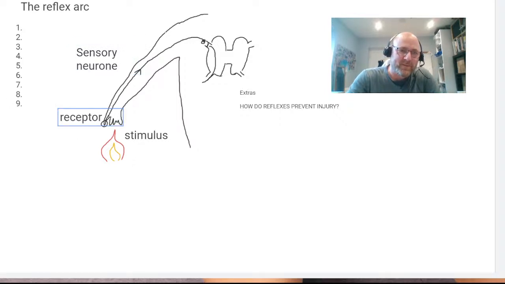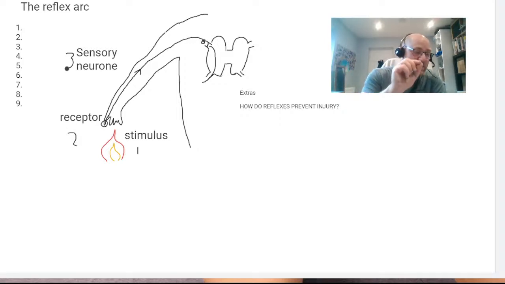So if I was numbering these, which I should be, I'll be going 1, 2, then we got 3. Yeah, receptor, sensory, CNS, close, MUFC. The motor comes after the relay.